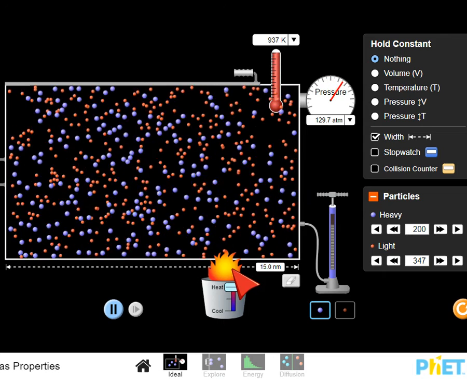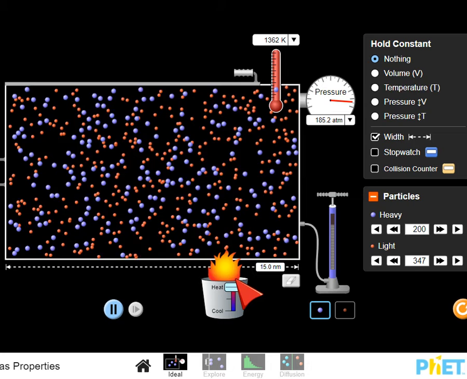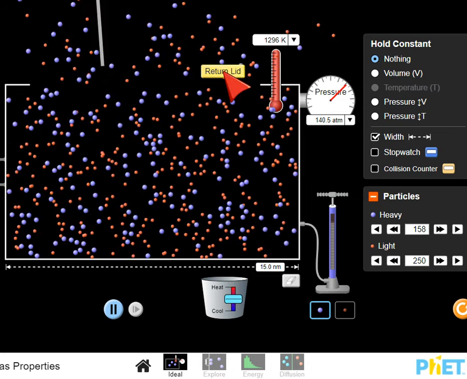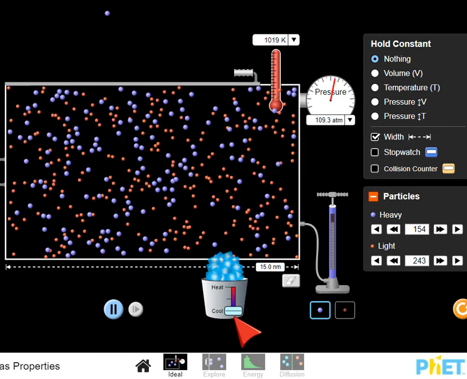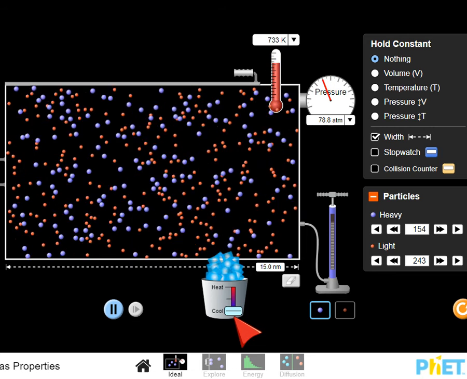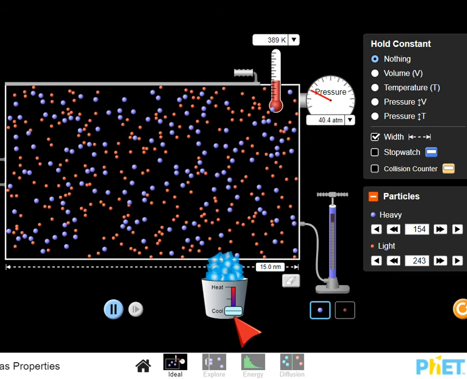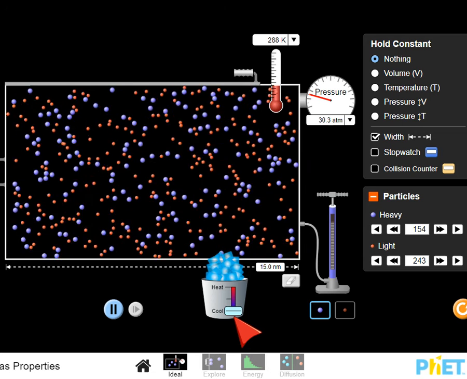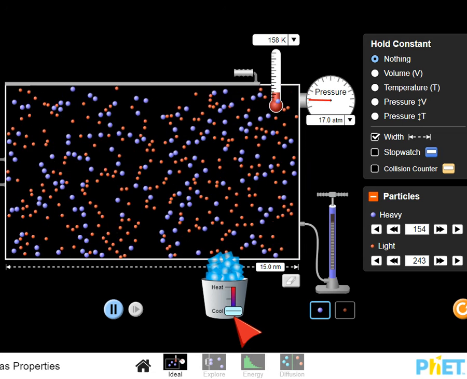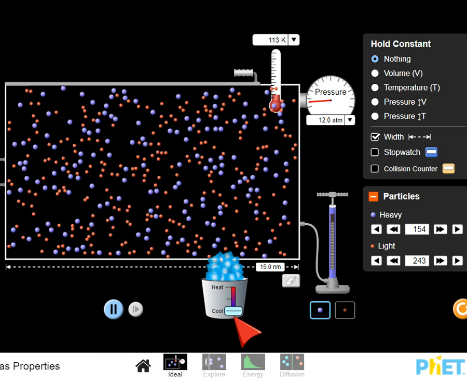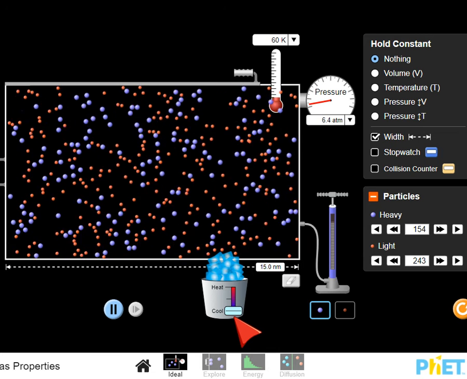If I add heat, what is happening to the pressure? It goes up, and we lose our lid. Okay, what if I cool it off? What if I put ice against it and remove heat? What happens to the pressure? It goes down, right? Notice that, what are the particles doing? They're moving way more slowly.